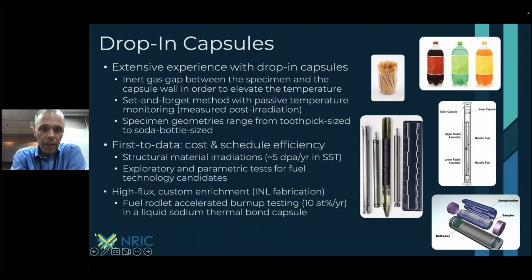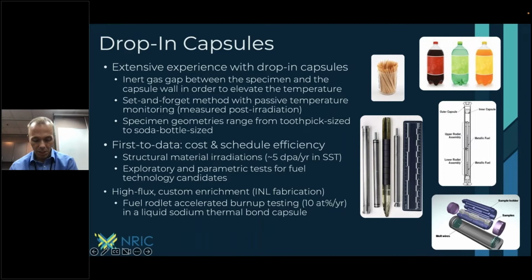So we start from what we call a drop-in capsule. A drop-in capsule is really nothing more than a tube or some sort of containment boundary that has specimens in it. There are numerous examples of how to do this. I won't show you all of them, but I think the main thing to say about this is that we can irradiate very small specimens, things the size of a toothpick. We also have test positions that are large enough to irradiate very large test articles, you know, the size of like a 2-liter soda bottle. Just trying to think of a food-related size geometry you might be familiar with.